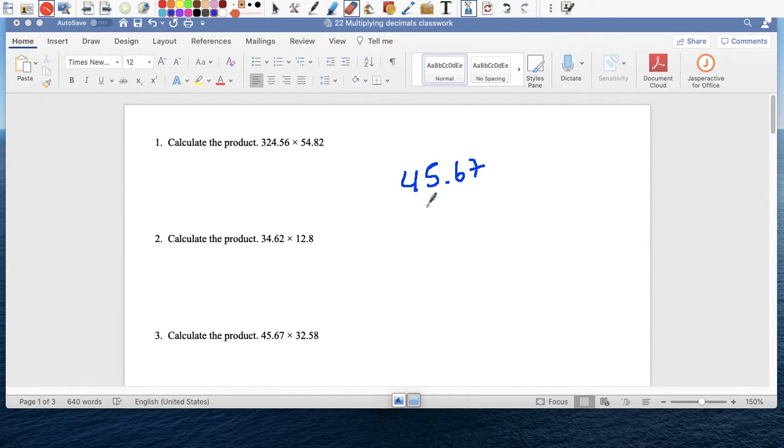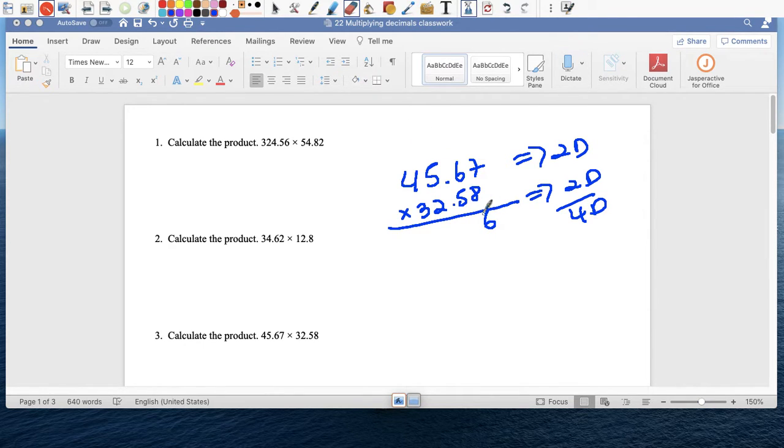45.67 times 32.58. Yikes. So again, this is just more practice, guys. Okay, 2 decimal places, so total 4 decimal places. And now you can just multiply. 8 times 7 is 56, carry 5, 48, 53, carry 5, 40, 45, carry 4, 32, 36. Yikes. You can always use your calculator to help you with some of these multiplications.